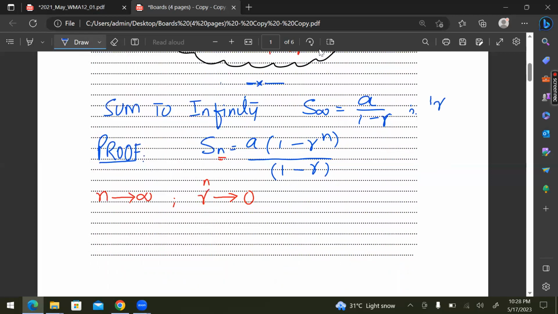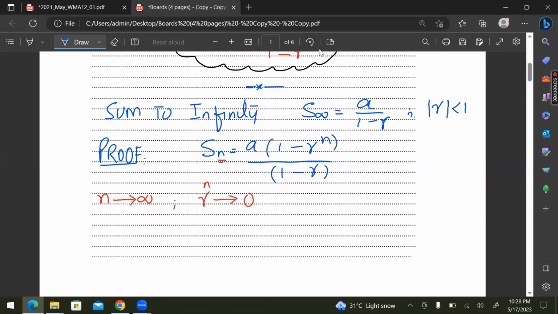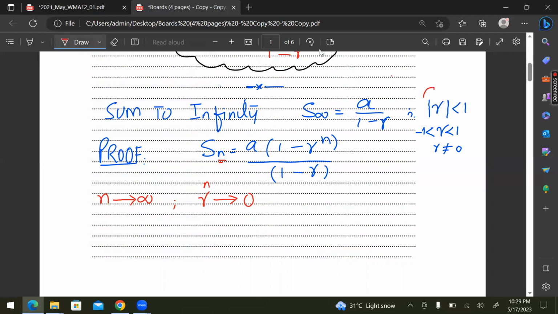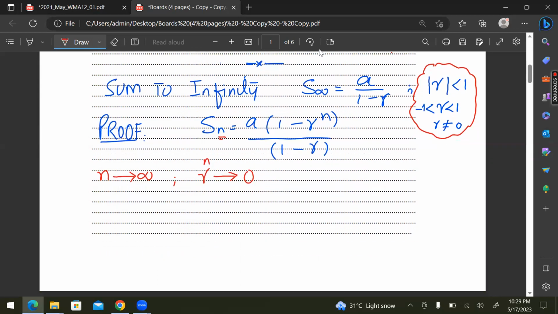So there was a condition for the sum to infinity formula: it is applicable if the absolute value of r is less than 1, or I mean to say, if r is a number between -1 and 1 and not equal to 0. So for the sum to infinity formula, r should be a number between -1 and 1, excluding 0. You can write modulus of r is less than 1, excluding 0.